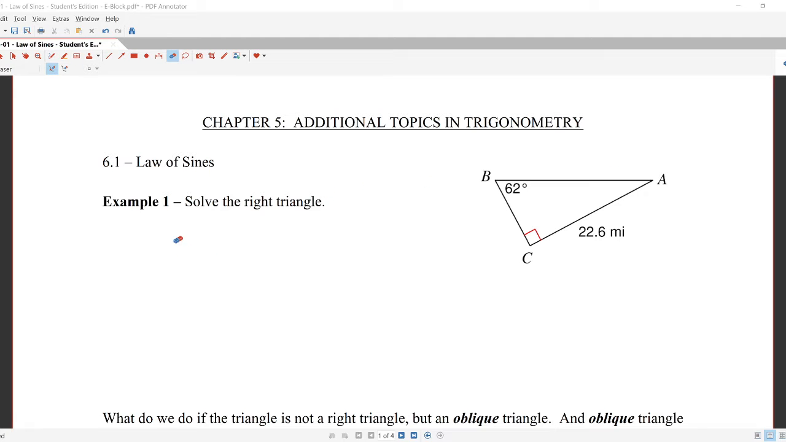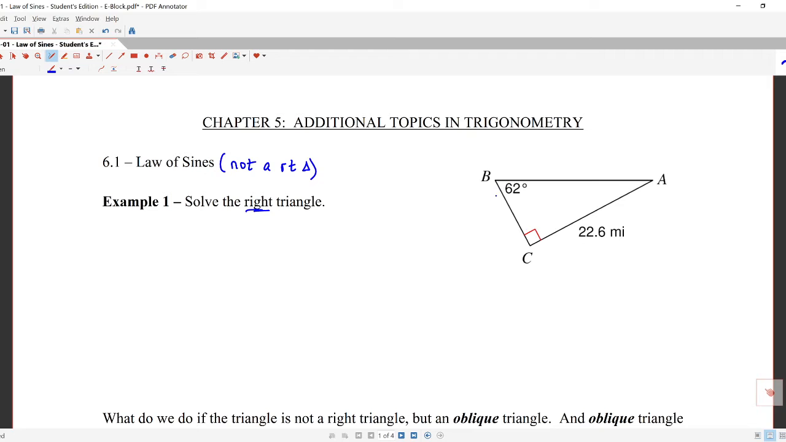Okay, let's take a look at the law of sines. To do that, we're going to first start with a review example where we're solving a right triangle. The law of sines, what we're going to talk about in just a minute, is used when you do not have a right triangle. All right, so first of all, we take a look at this triangle.